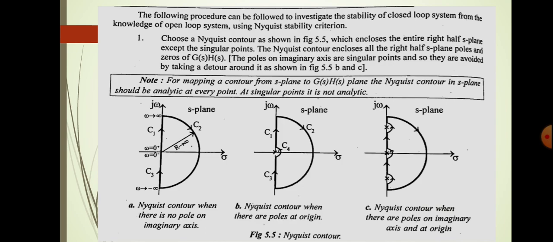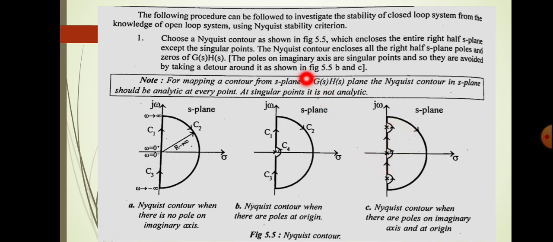There are different contours which are marked in the S-plane. This is the S-plane, its real axis is this, and the imaginary axis is this one, the j omega axis, and the Nyquist contour is here. The Nyquist contour is this one, and we are sectionalizing it into the C1, C2 part and C3 part. Similarly, there is another Nyquist contour which looks like this, and that is C1, C2, C3, C4. Similarly, there is another Nyquist contour in the form like this.